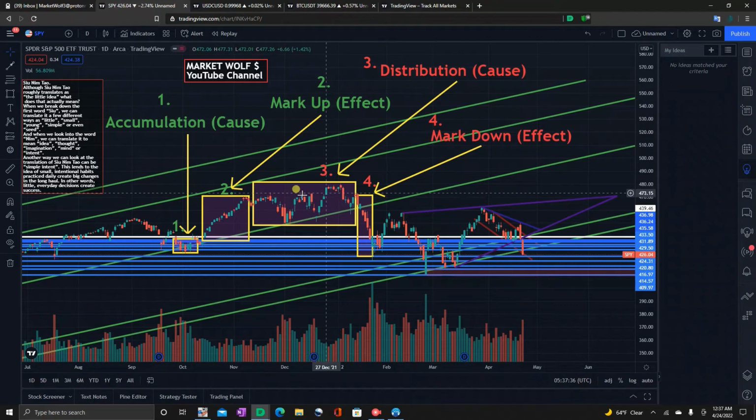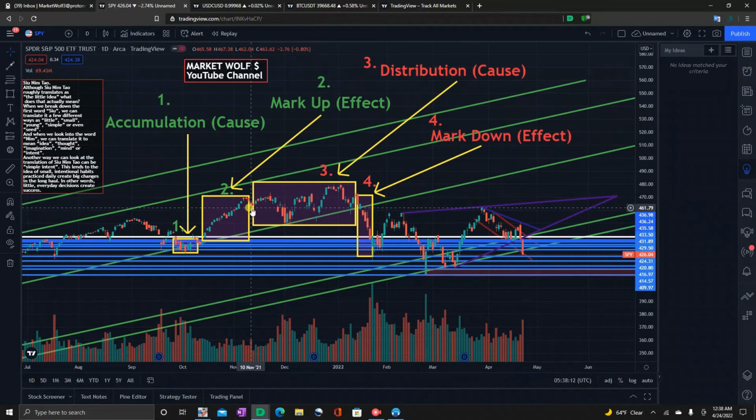But then after distribution, we get to number 4, markdown, which is the effect. And eventually, we get the sell-off, right? But look what happens next. We go back to accumulation. And it correlates quite nicely with where the former accumulation phase took place. So, number 1, accumulation. Number 2, markup. Number 3, distribution. Number 4, markdown, right?